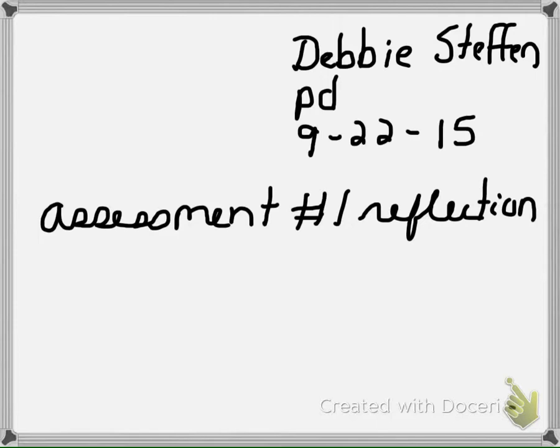So I want you to start by taking a clean lined sheet of notebook paper, and in the top right hand corner I want your first and last name, your period, you're either going to be period 1 or period 5, and the date 9/22/15. And then I want at the top of the paper you to have assessment number 1, reflection. When you've done that, you can move on to the next part of the video.